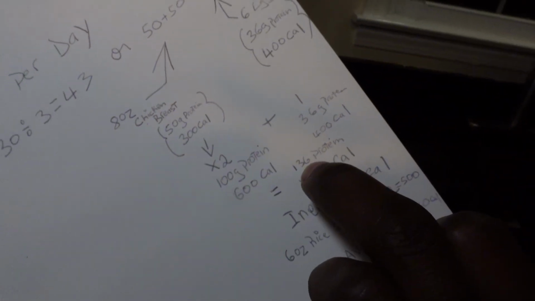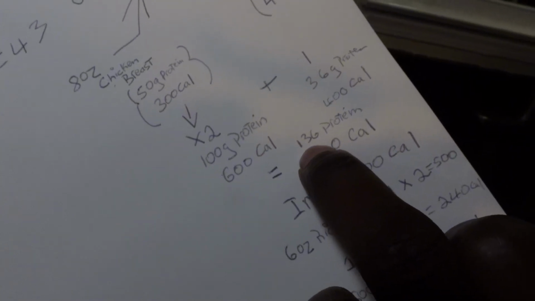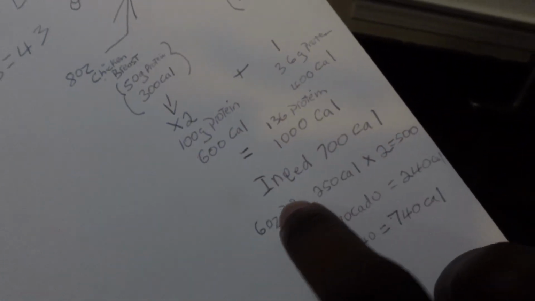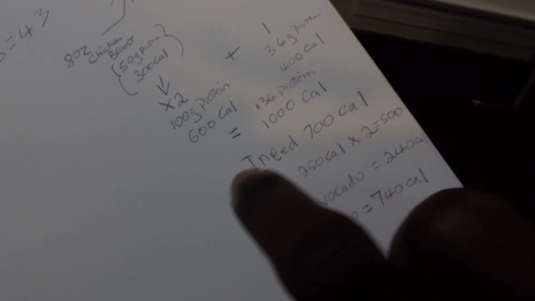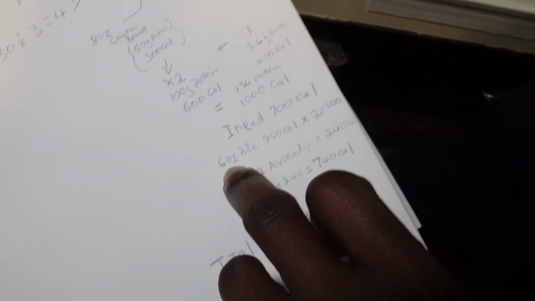36 grams of protein, 400 calories, that's how my eggs go. In total, I have 136 grams of protein with my chicken and my eggs and 1000 calories. I need 700 more. So now I have my protein locked down. I can focus on my carbs and fats. I need 700 left. So I have 700 to play with.